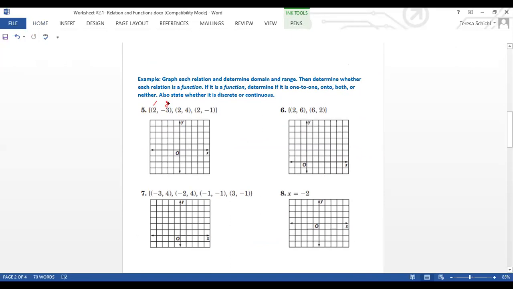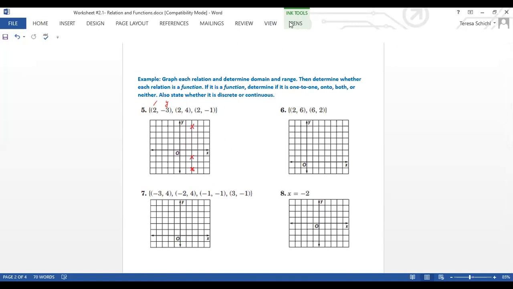Okay, so now let's try to plot it. (2, -3), right? 2, -3. So this is my first point. Then (2, 4): 1, 2, 3, 4 here. Then (2, -1) here. Oh boy, right?